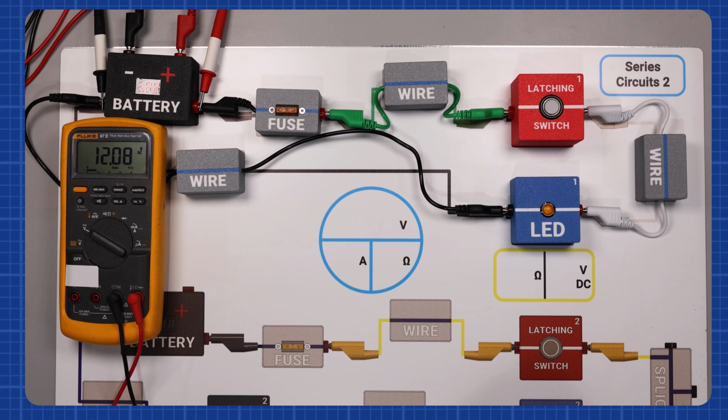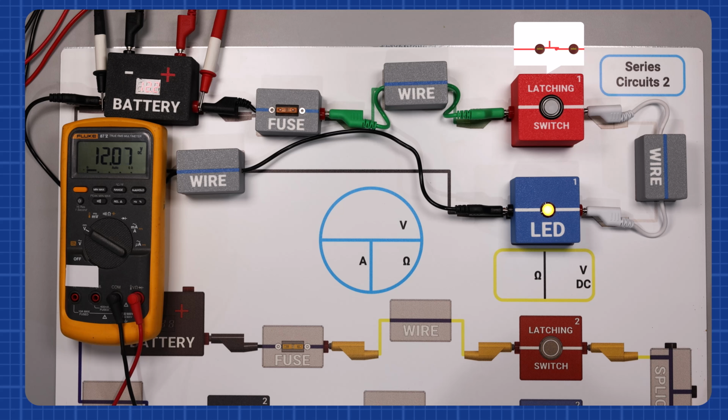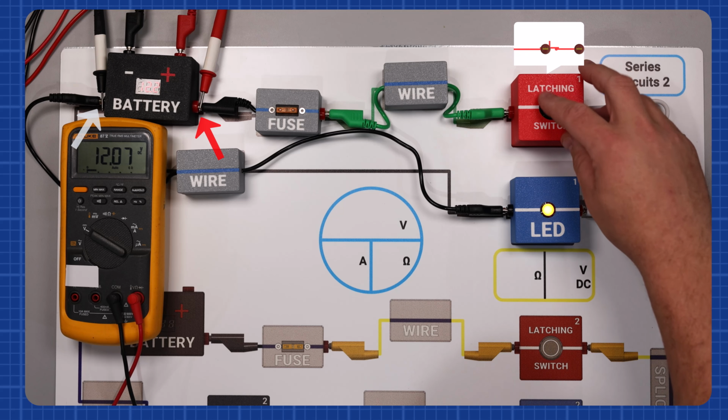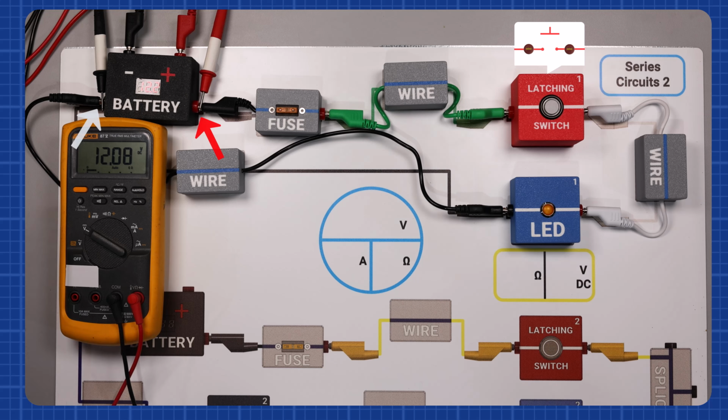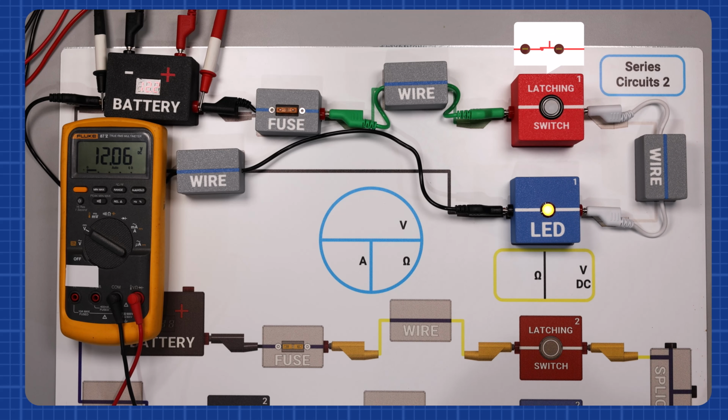Here we have a simple circuit consisting of a battery, a latching switch, an LED, and wires. The multimeter is measuring the voltage at the battery terminals. As you can see, the multimeter reads roughly 12 volts. This voltage is present whether the switch is off, leaving the circuit open, or when the switch is on, completing the circuit and allowing current to flow to the LED.